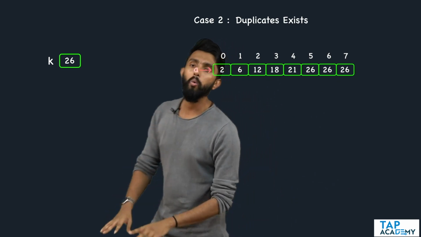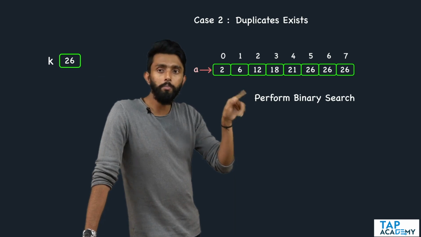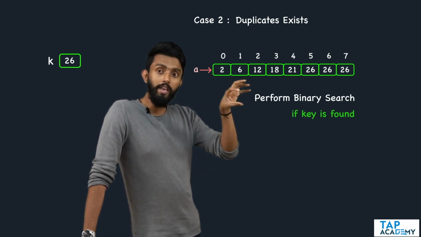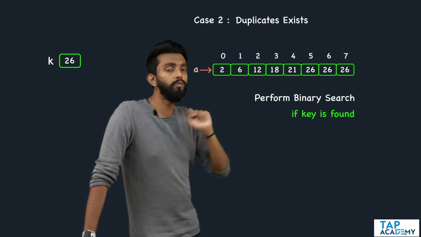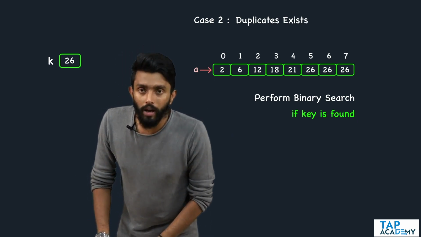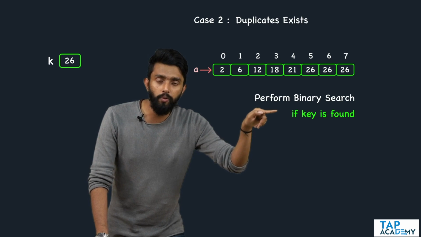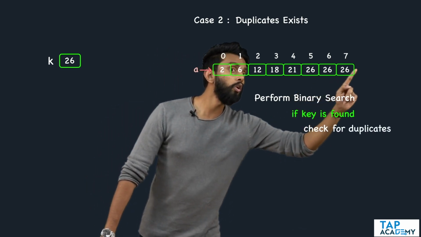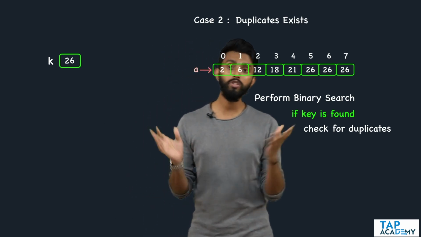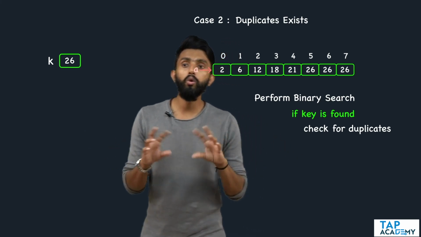Correct, sir. How would you propose we do that? Simple. First and foremost, you perform binary search. Now, if the key is found, then directly don't return mid plus 1. Don't do that mistake. Mid plus 1 is outside. If key is found, now I would like to check for duplicates, because that count is also important for me. Now the question is, sir, how will you check for duplicates?